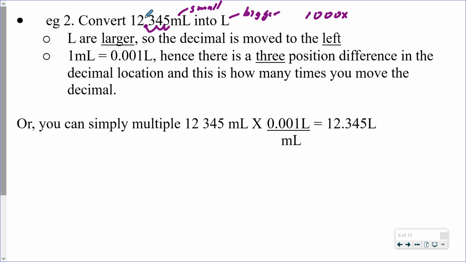12,345 milliliters is 12.345 liters. Another way to think about it is to set it up as that ratio again. So we want to get rid of milliliters. In 1 milliliter, we have this many liters, 0.001 liters. And then you end up with that answer, converted to liters.